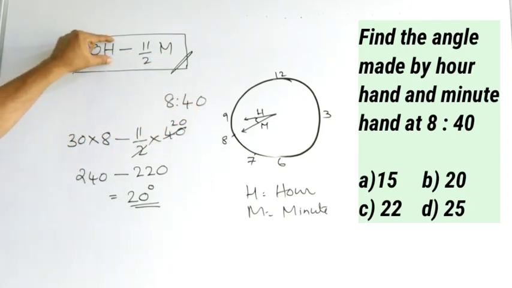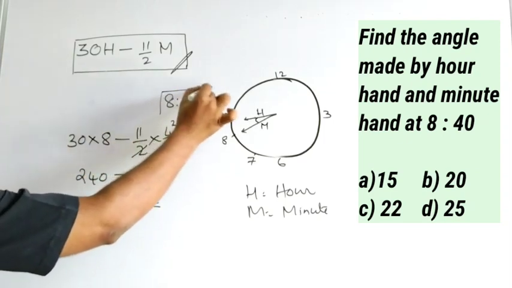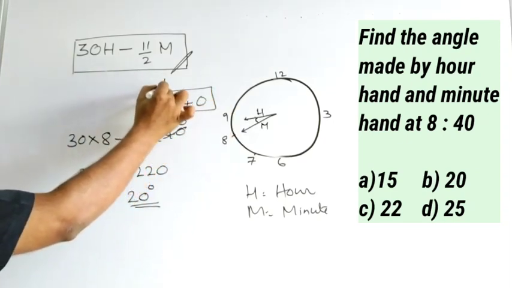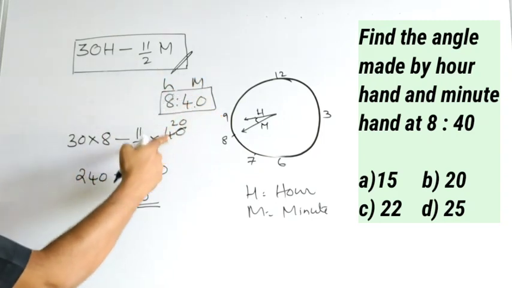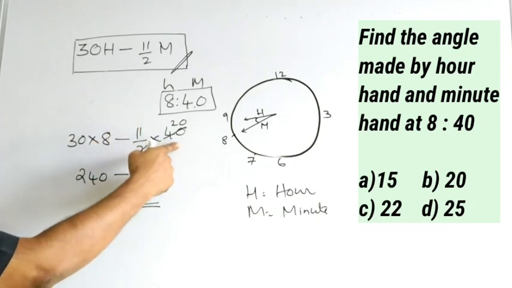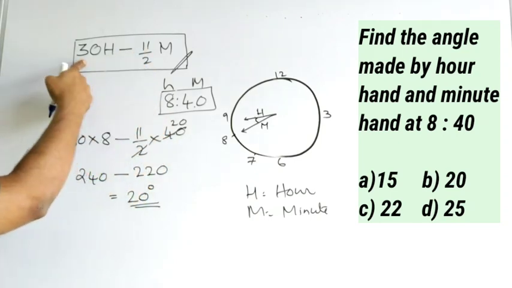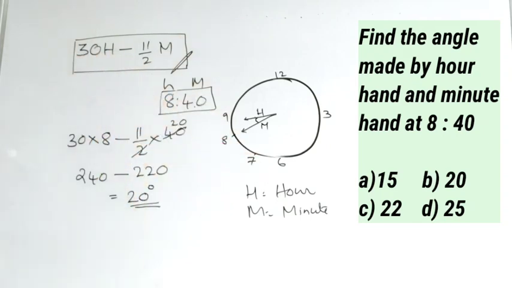So 30 into h. 8:40 is the time given. So 8 is the hour, 40 is the minute. So h will come here, m will come here. So 30 into 8 minus 11 by 2 into 40. This 11 by 2 will not change. This 30 will not change. H and m you can put according to the question. So 240 minus 220, 20 degrees. This is the formula based approach. So you can note it.